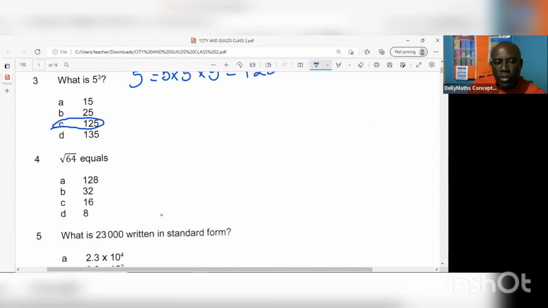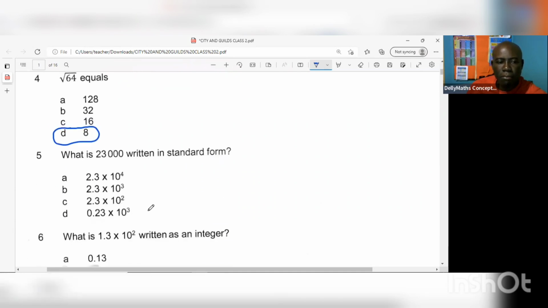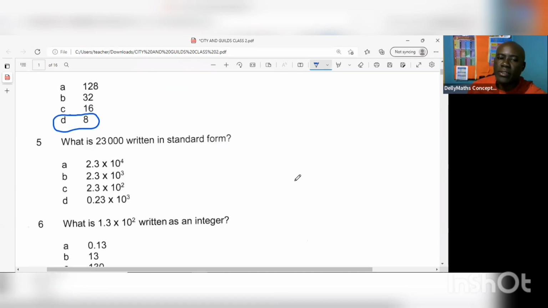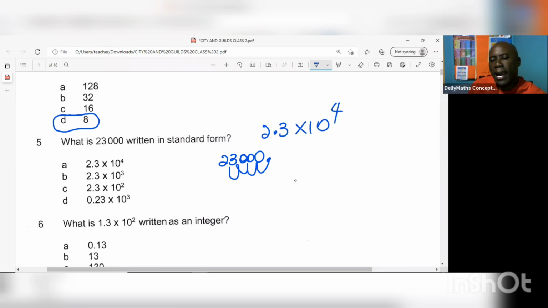Number 4, the root of 64 is 8. What is 23,000 written in standard form? In standard form, we're going to have to make an effort to get the point after the first digit that is not a 0. So we'll actually have 2.3 times 10 to the 4. And we're looking for the answer here. There it is.